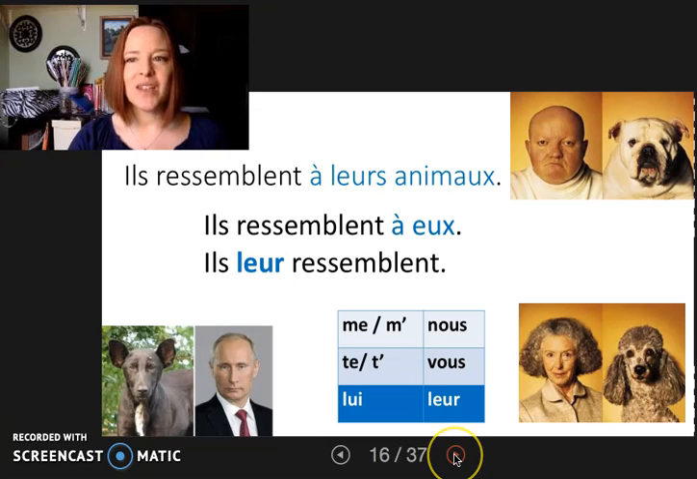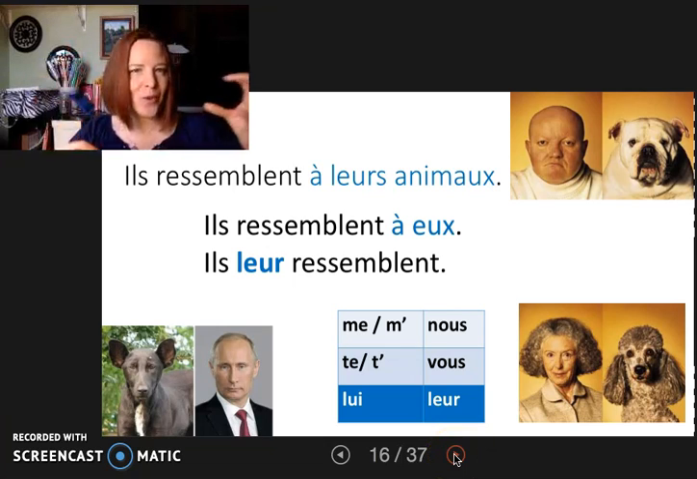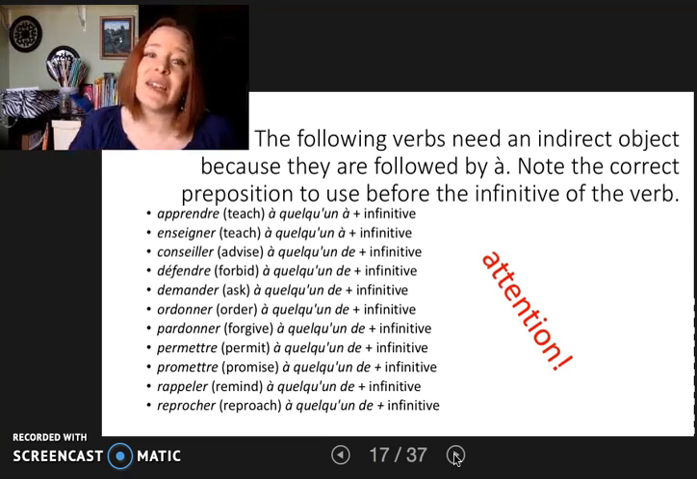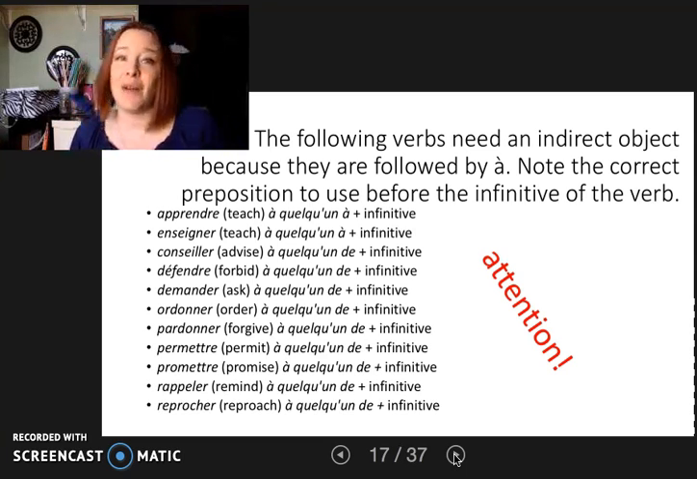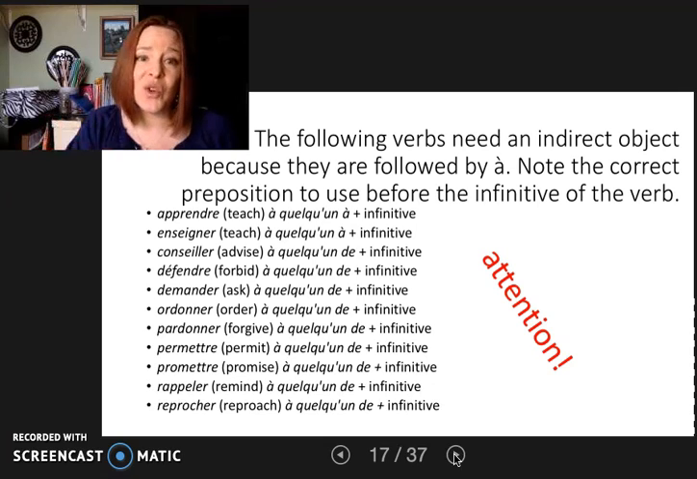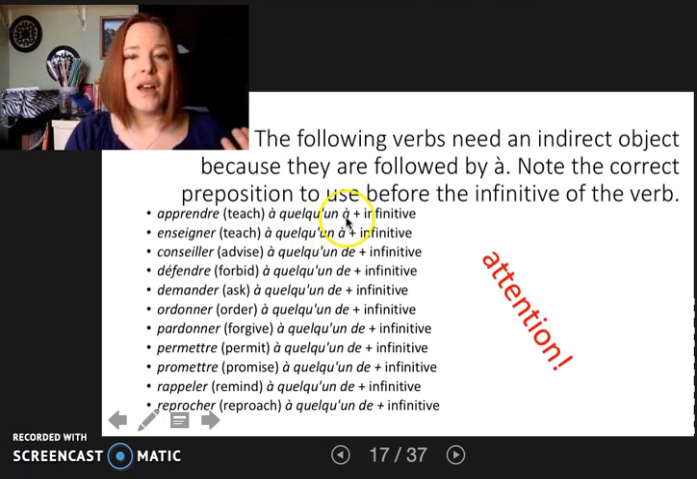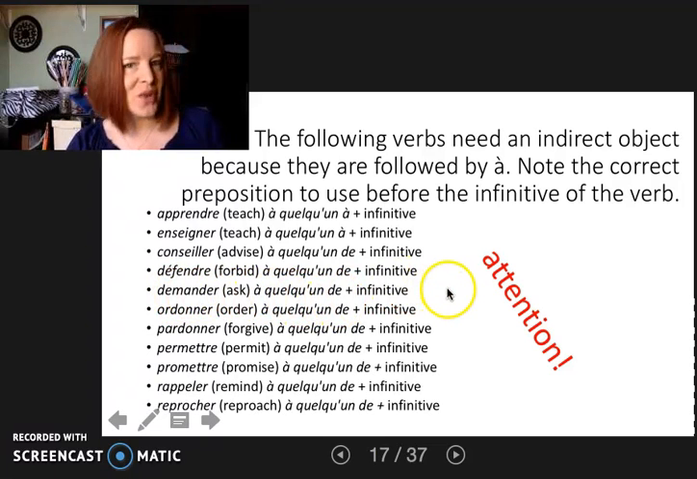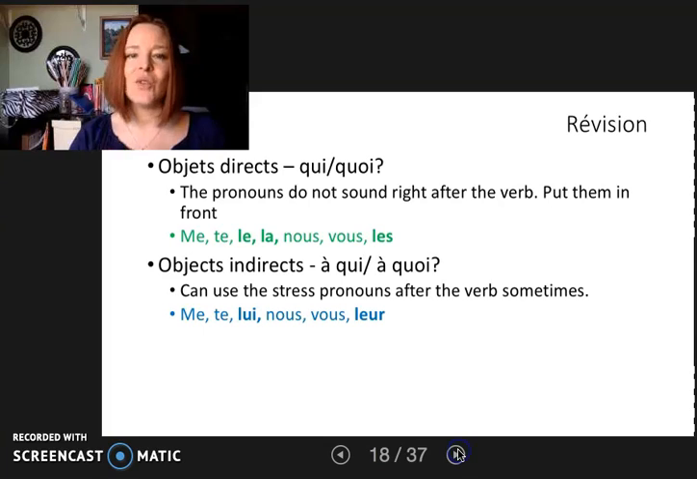All right, so I'm hoping this all is getting familiar. We're understanding how to process this because there are some verbs that need an indirect object because they're followed by an à, and we have to pay attention to which verbs require which preposition. So we can teach to someone to do something, but we can also demand to someone of doing something. And so those might change how we're going to use indirect or direct objects.